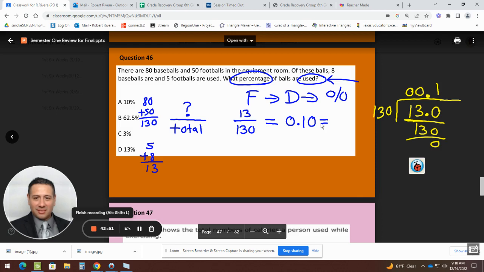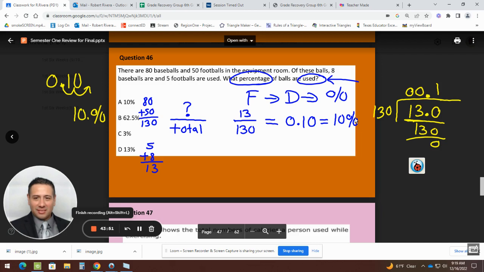So I'm going to go here and say, you know what? 0.10. Twice to the right. 1, 2. 10%. Don't forget to put the symbol. The answer would be 10%. So how many of the balls are used? 10%. How many are not used? 90%. Very good.